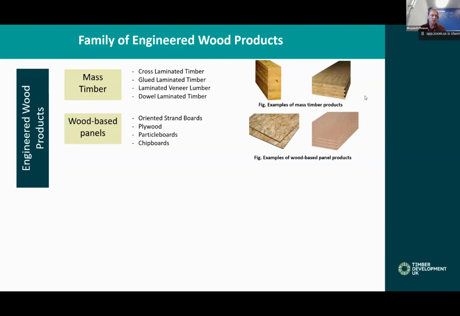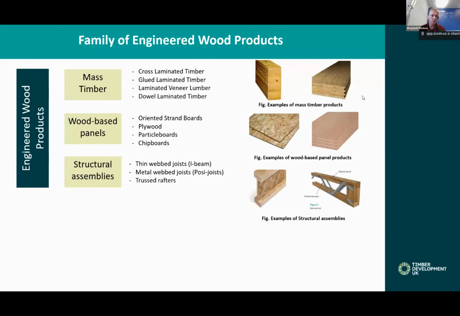Another group of engineered wood products are wood-based panels. Those are the long, wide, but thin sheets of boards, often used for framing, packaging, flooring, and so on. Some common examples in this group include oriented strand board, better known as OSB, plywoods, particle board, chipboards. The third group of engineered wood products are structural assemblies. In this case, the naming varies slightly, but that's how I tend to say it. This is where solid timber or engineered wood products are combined in various ways to form structural, efficient, load-bearing elements. Some common examples include thin web joists, metal web joists, or truss rafters.